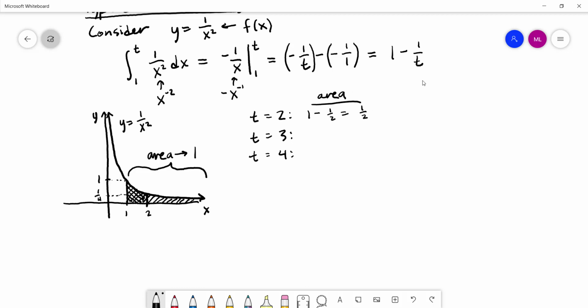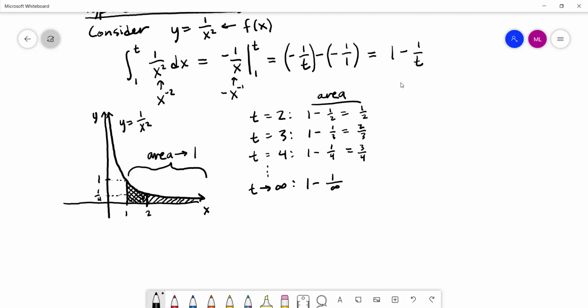So this area is a half. If I plug in t equals 3, I'll get 1 minus a third, which will give me 2/3. If I plug in t equals 4, I'll get 1 minus 1/4, which is equal to 3/4. And what we eventually can see, looking at the pattern as t gets larger and larger and larger, is that as t approaches infinity, the area is going to be 1 over 1 minus.